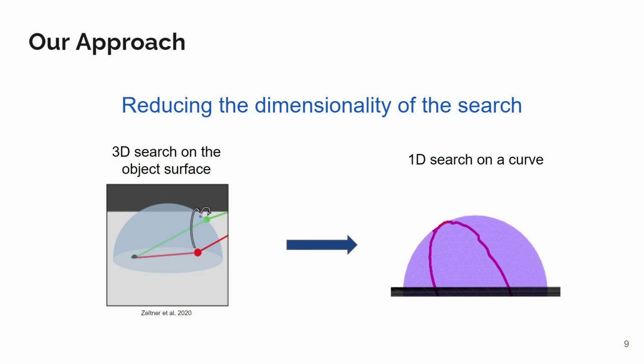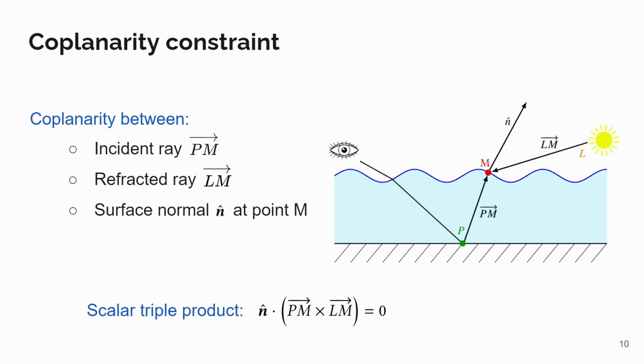So our approach is to reduce the dimensionality of this search. And instead of having a 3D search on all of the object surface, we are going to have a 1D search on a curve that I'm going to explain a lot better. And with this, we don't have to search the whole object, and we reduce a lot the complexity of the problem. So to do that, we introduce a coplanarity constraint.